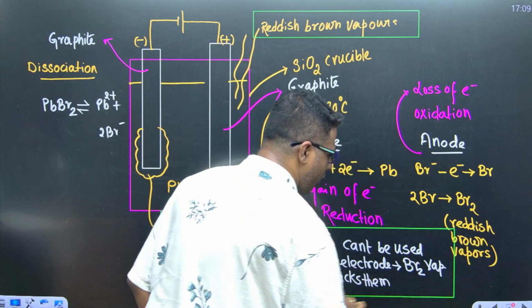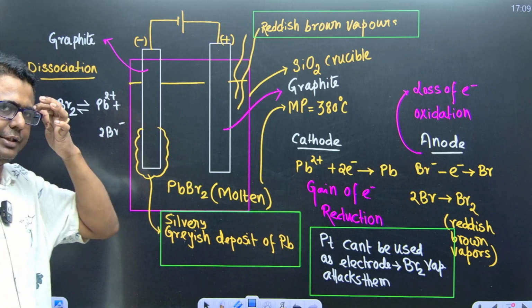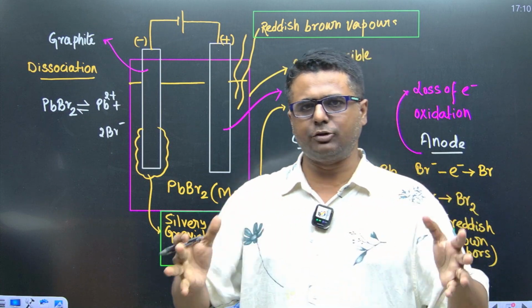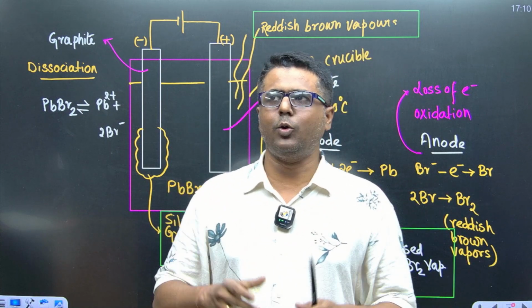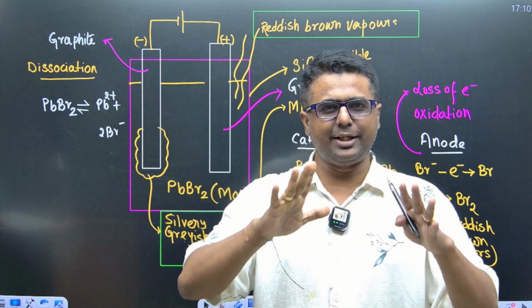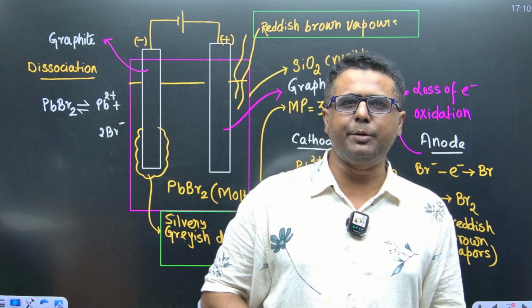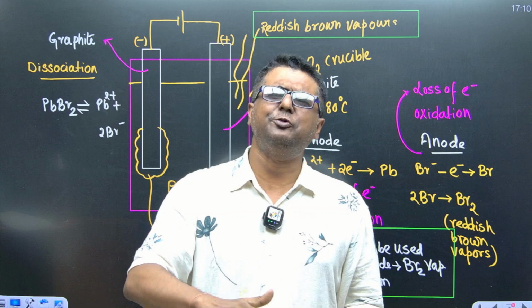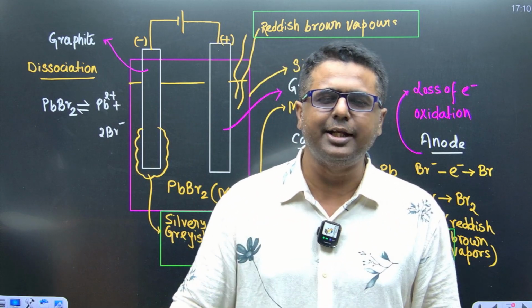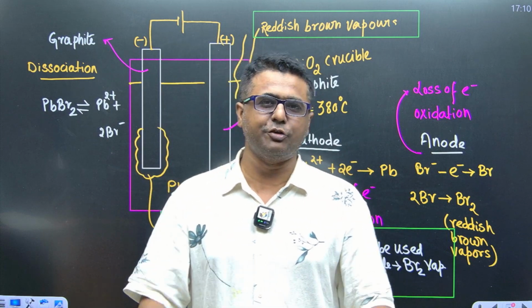Clear? So all the points have been covered. Okay, so electrode is also an important part of any electrolysis. You also have to remember what is the material of construction of the electrodes. So I hope each and every one of you have written each and every point that we have discussed, and we have completely decimated the electrolysis of lead bromide. Thank you very much, guys.